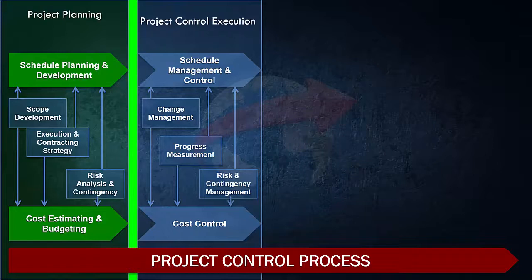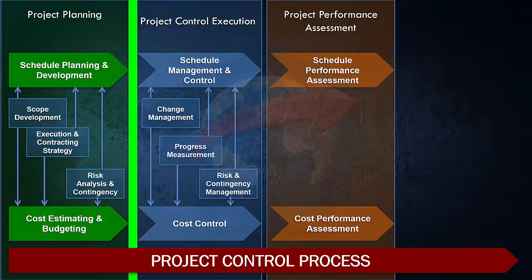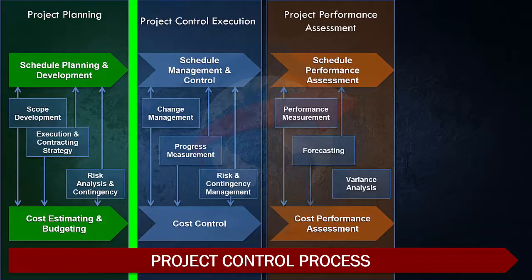The next stage of the process, which is performed hand in hand with the project control execution stage, is project performance measurement and assessment. In this step, you measure and monitor cost and schedule performance against the baseline and evaluate the health of your project, whether or not you will finish on time and within budget. After obtaining the performance results, you analyze variances and forecast the project behavior.